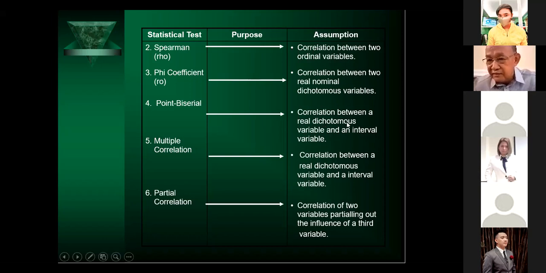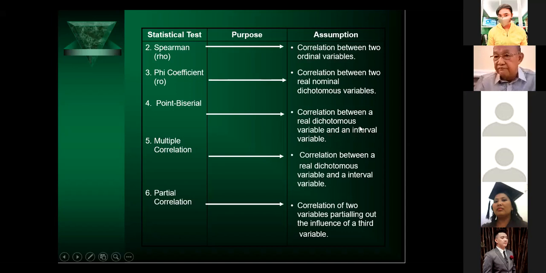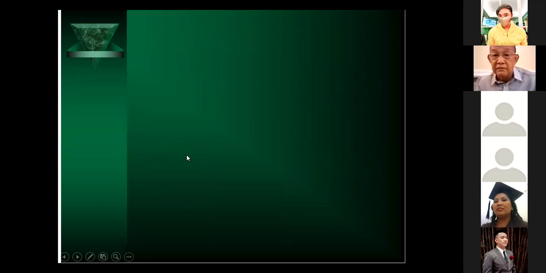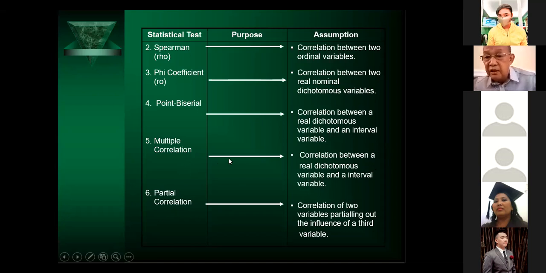Nakuha niyo ba yan? Kaya ina-analyze natin, anong klaseng variable do we have? Ang tawag natin dito sa statistics, level of measurement of the data. Okay, if the researcher is correlating between a real dichotomous variable and an interval variable, then you use a multiple correlation. Yung multiple correlations, ginagamit natin yan pagka mayroong more than two variables being studied also.